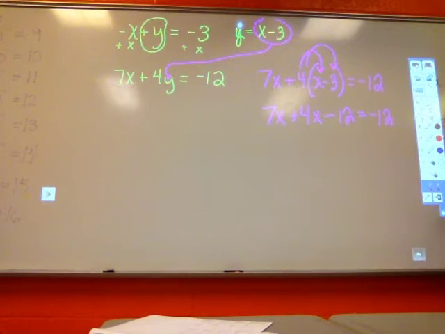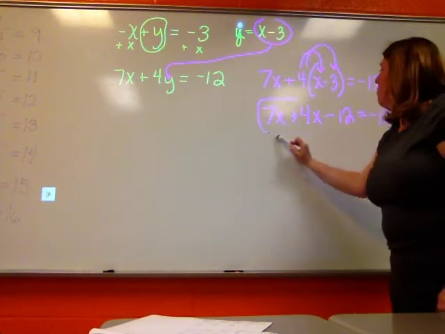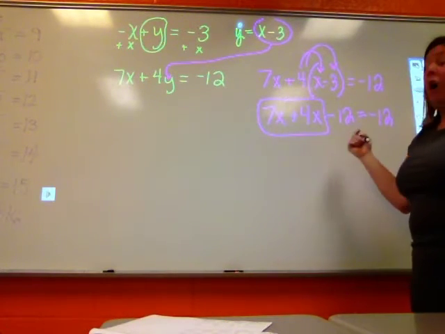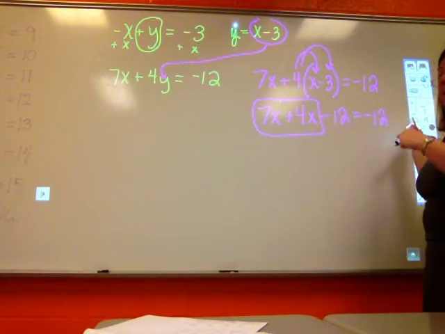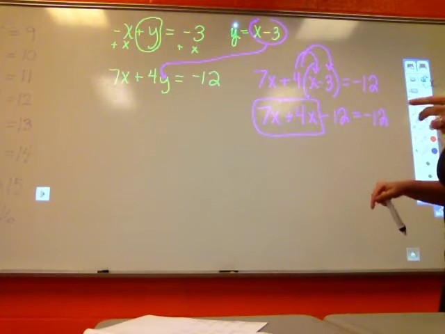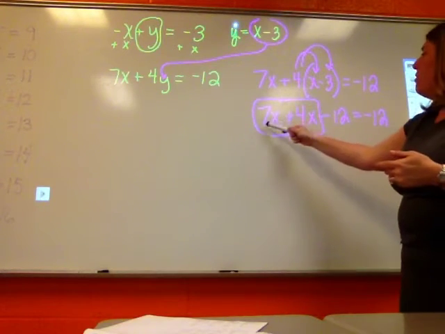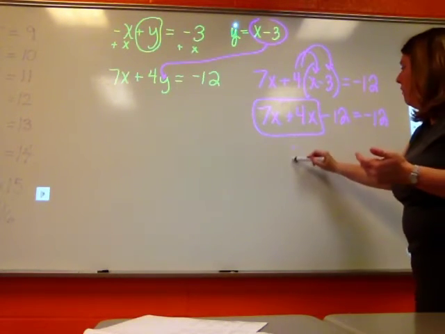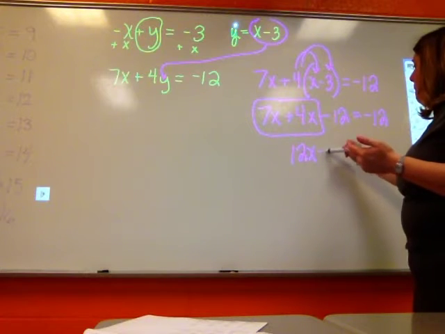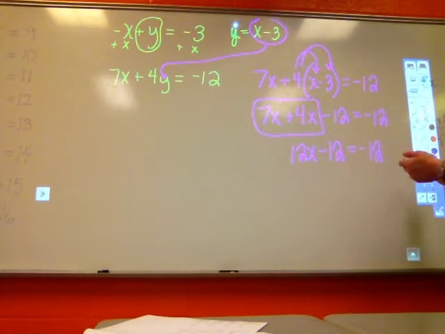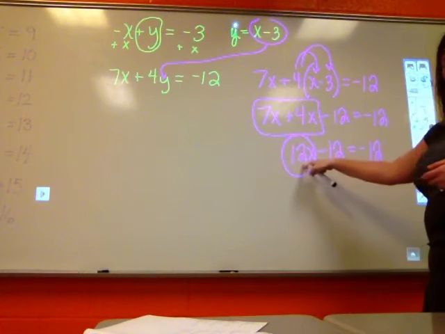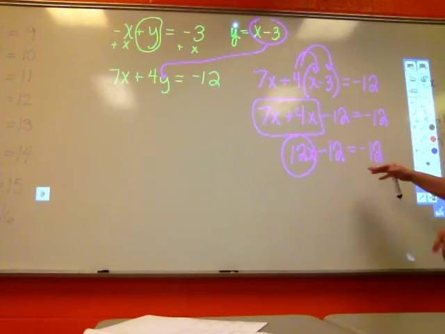All right, 7x plus 4x, they're on the same side, so I can simply combine them. I don't have to worry about inverse operating because they're on the same side of the equal sign. So 7 plus 4 is 11, so 11x minus 12 is equal to negative 12. So now here's my variable that I'm solving for. I've got a simple two-step equation.